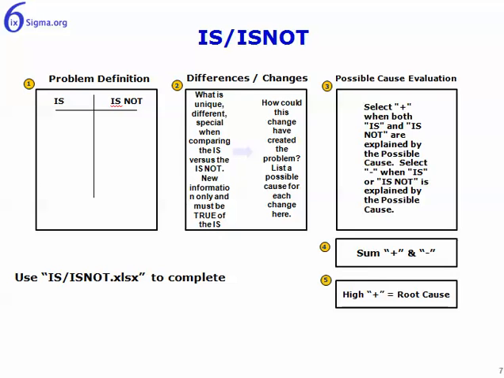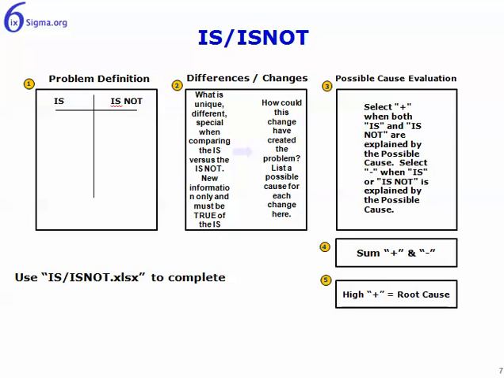We saw the IS/IS NOT tool back when we were talking about problem definition. So there's really two parts to the IS/IS NOT. The first, as I just mentioned, is problem definition, but the other part of it is used as a root cause tool. So let's look at that now.